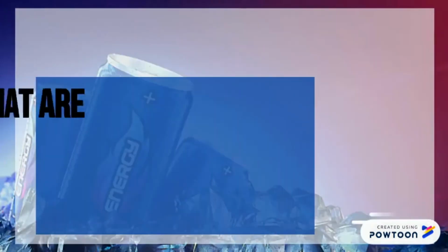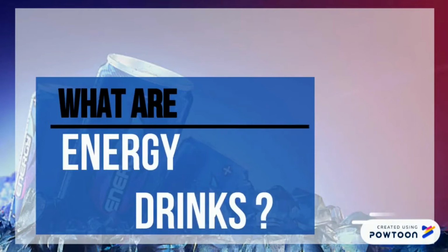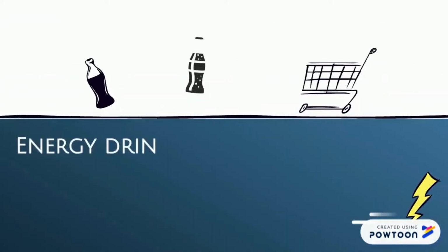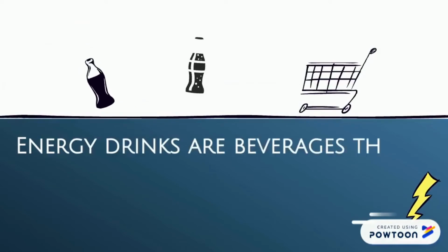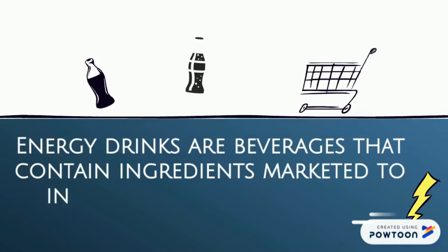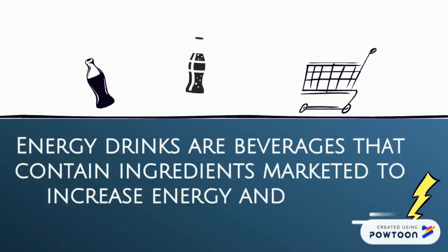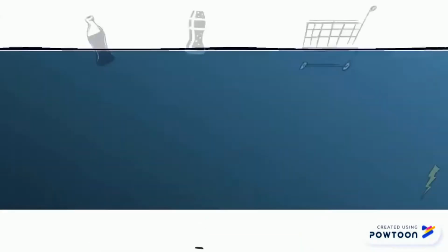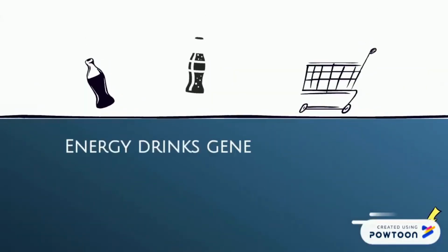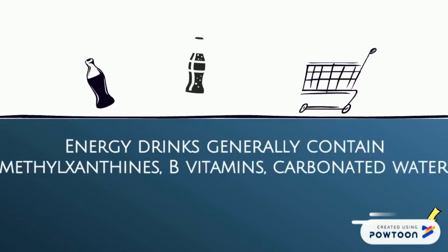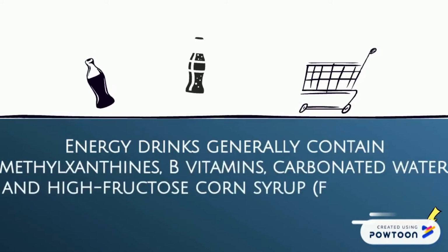First and foremost, what are energy drinks? Energy drinks are beverages that contain ingredients marketed to increase energy and mental performance. Energy drinks generally contain methylxanthines, B vitamins, carbonated water, and high fructose corn syrup.